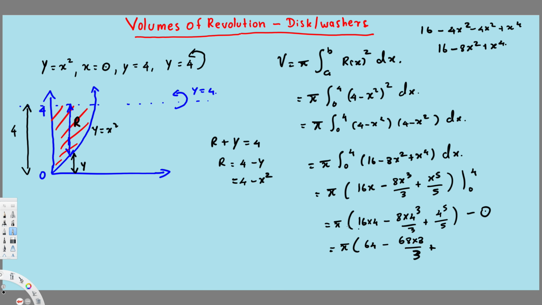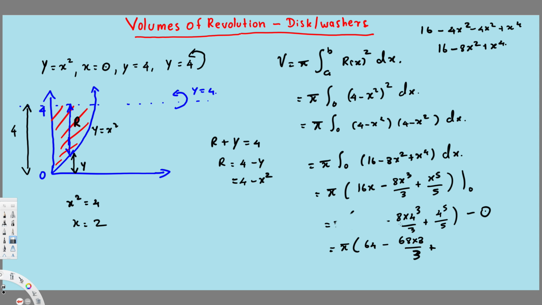I made a mistake. Here it's rotating around 4, but the limits of integration we have to calculate by equating these two lines. x squared is equal to 4, right? Because y is equal to x squared, y is equal to 4, x squared is equal to 4, so x is equal to 2. So this is going from 0 to 2, not 4. So that's a mistake. So let's correct it.